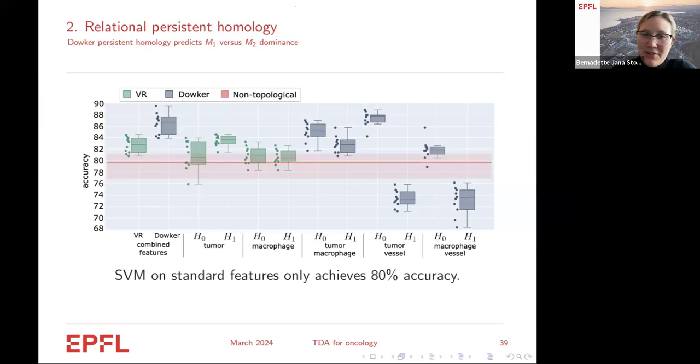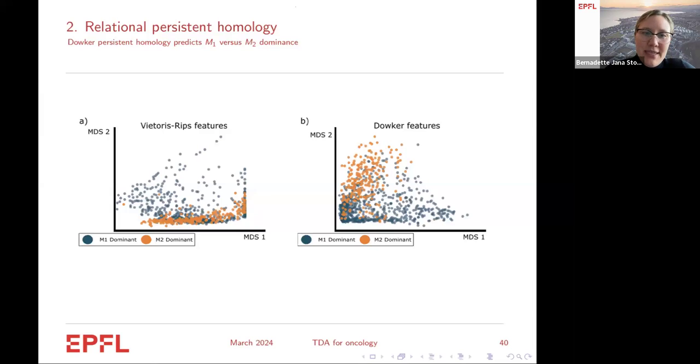So we thought that was very encouraging, that being able to encode these relations really leads to improved accuracies in this particular task. We then also did some multi-dimensional scaling where we compared the Vietoris-Rips features to Dowker features. You can think of this as a version of PCA. And here you can see that the Vietoris-Rips features don't distinguish between the M1 and M2 dominant images as well as the Dowker features do.